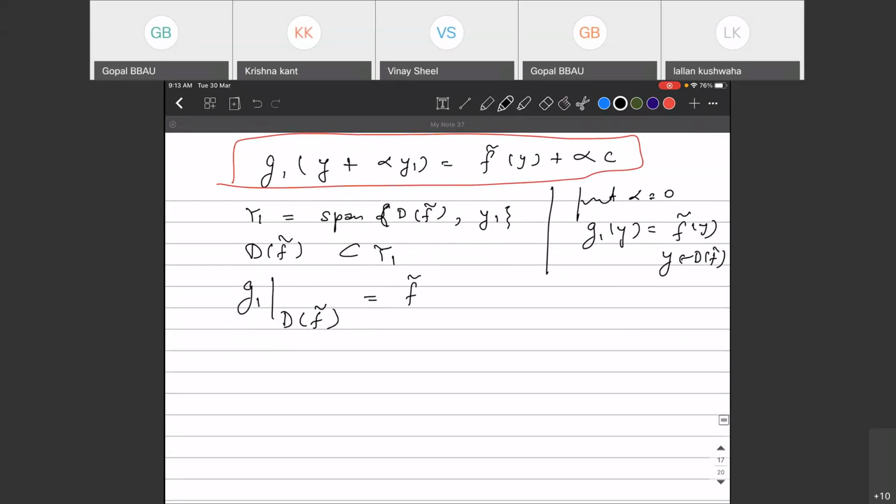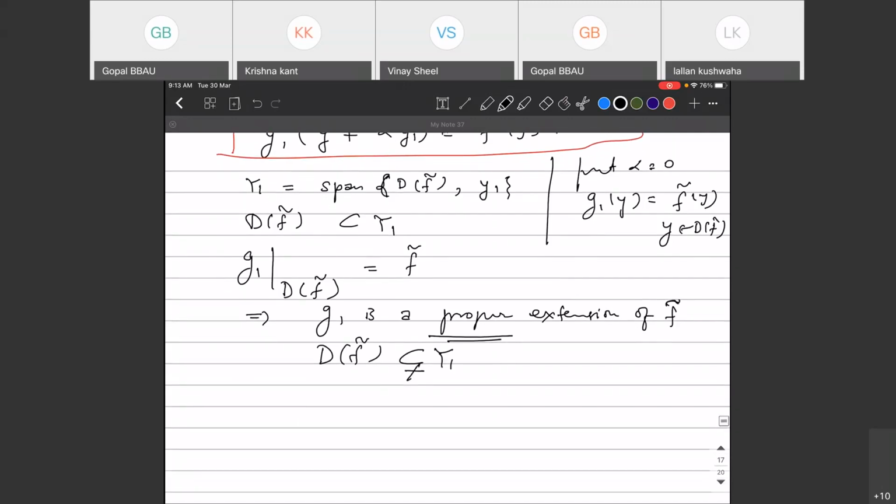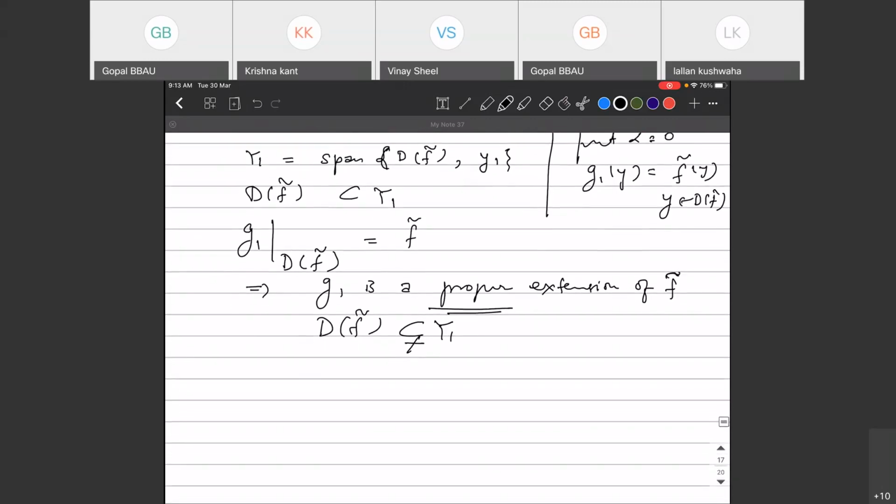Okay. So this clearly implies that g1 is a proper extension of F tilde. And what does it mean by proper? Proper means the domain of F tilde is a proper subset of Y1. Okay.